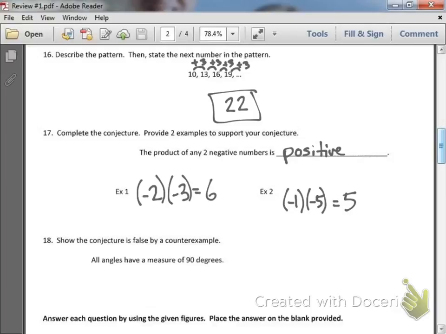An acute angle, is that what you said? Yeah, just draw a picture of an angle that's clearly not 90 degrees. That's obviously not 90 degrees. Okay, so any angle that you can draw that's not a 90-degree angle would be a counterexample to this statement.